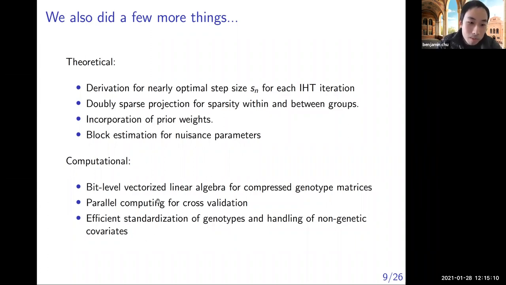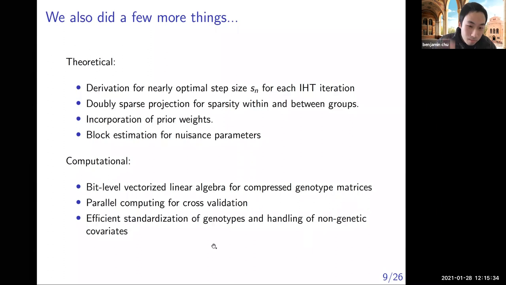And we also did some computational tricks to speed up the calculation, right? For instance, how do you do a matrix vector multiplication efficiently if your matrix is genotypes? So usually it's compressed into 2 bits per entry, right? We can do that very efficiently. And we also have some efficient ways to parallelize things and standardize things. If you're interested, we can talk about this later.